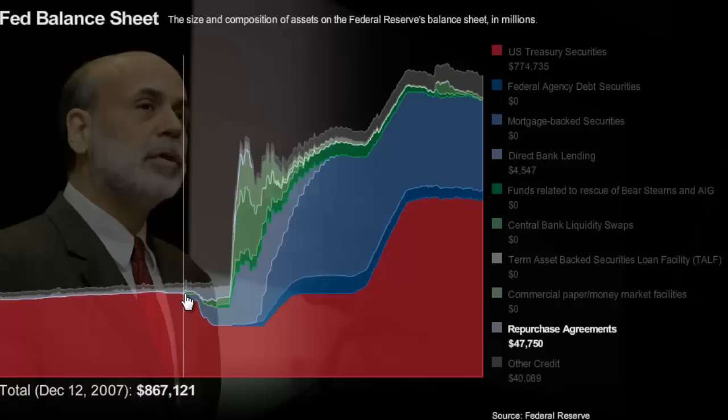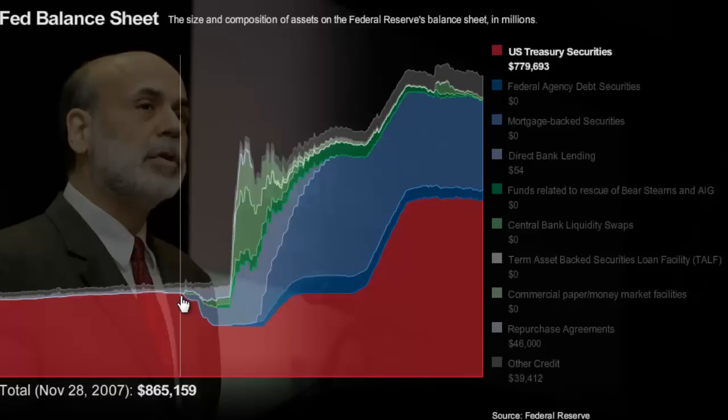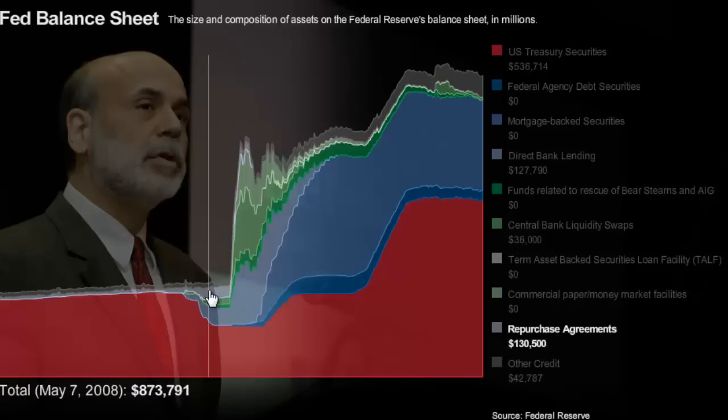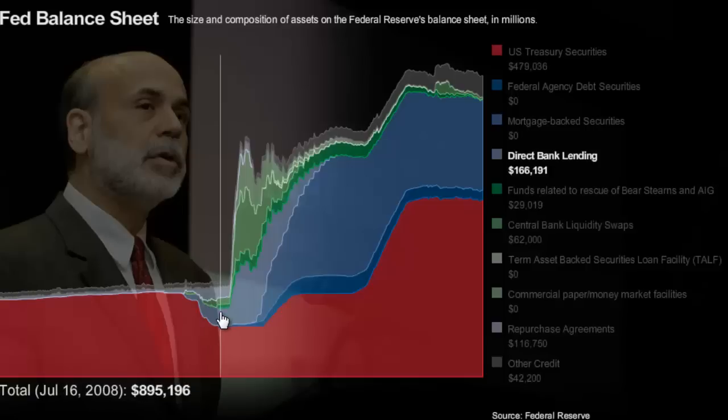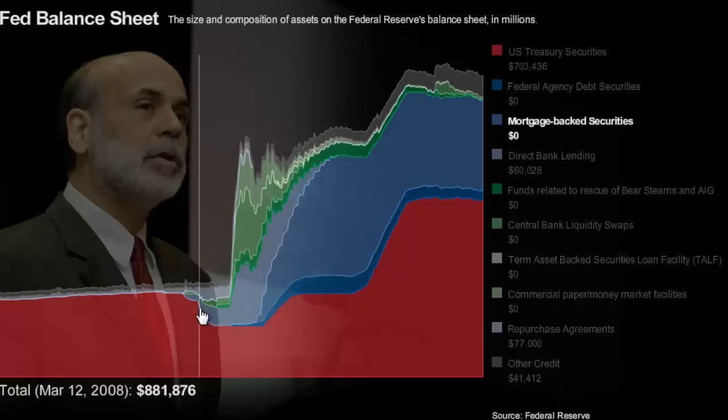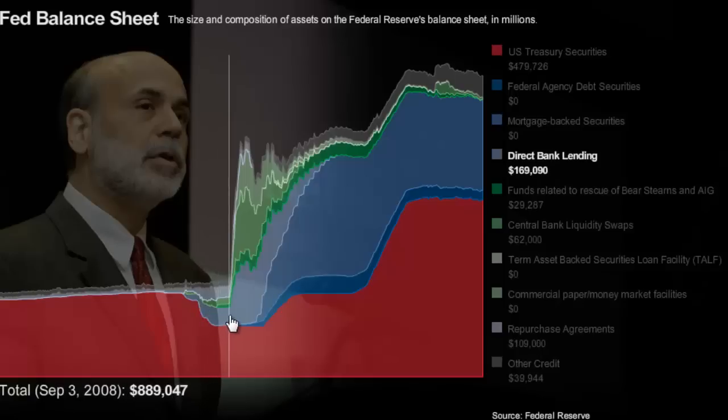Now the financial panic actually starts in late 2007. You can see that the amount of Fed repos, that's a form of lending the Fed does, and liquidity swaps, another form of lending, and direct bank lending, start to balloon in late 2007 into early 2008. And then here's where the financial crisis really hits, starting in about August, September of 2008. And then bam, by October, November 2008, the financial crisis is upon us.